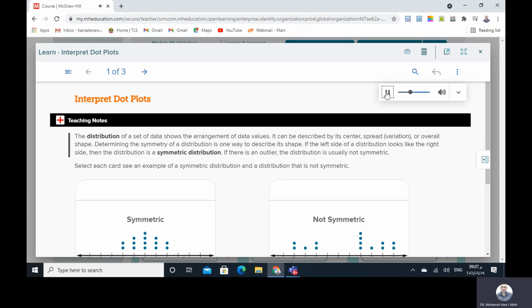The distribution of a set of data shows the arrangement of data values. It can be described by its center, spread, variation, or overall shape. Determining the symmetry of a distribution is one way to describe its shape. If the left side of a distribution looks like the right side, then the distribution is a symmetric distribution. If there is an outlier, the distribution is usually not symmetric. Select each card, see an example of a symmetric distribution and a distribution that is not symmetric.